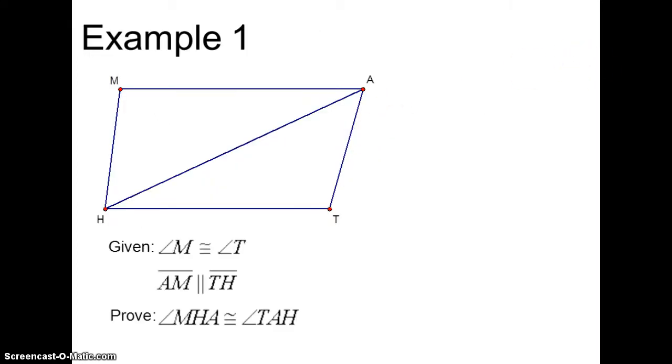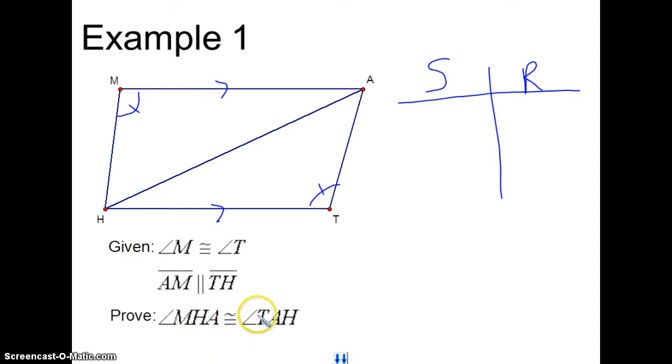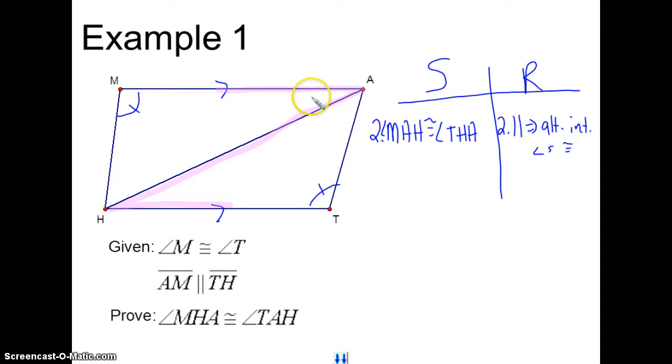So as a quick example of how we might use this in a proof, if we had here that angle M is congruent to angle T, and we're also showing that line AM was parallel to line TH, what we're going to do is start our proof. And again, we want to show that angle MHA is congruent to angle TAH. So starting with the parallel lines, if I connect those with the transversal, I end up getting that Z shape, which tells me I have alternate interior angles. So it's going to be angle MAH and angle THA. And I know that's true because I just had parallel lines, which gives me alternate interior angles congruent. Mark them up.